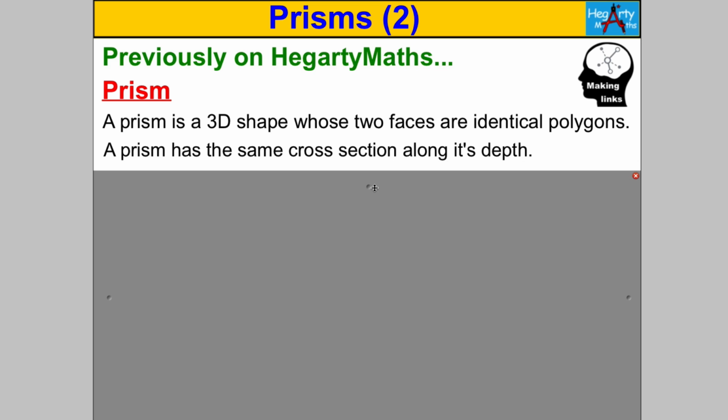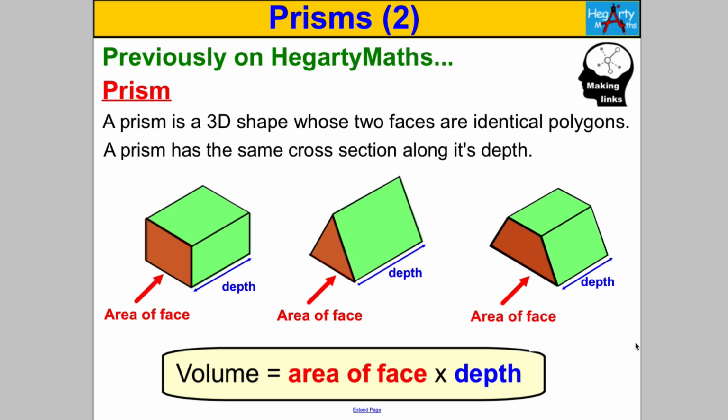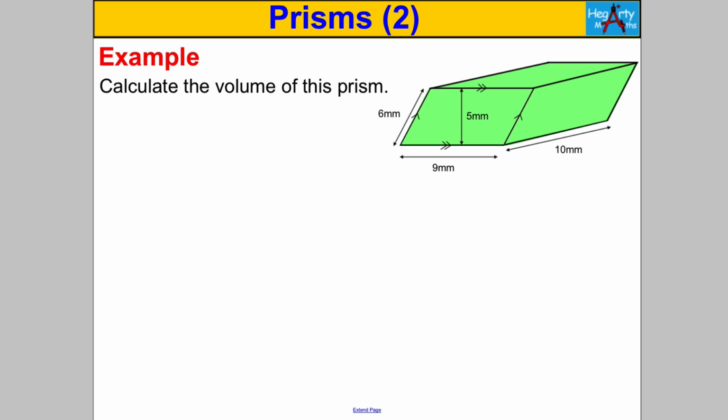Well, a prism was a three-dimensional shape whose two end faces were identical polygons. It had the same cross-section along its depth. Here are some examples, and to work out the volume, hopefully you'll remember, you just simply work out the area of the front face and multiply it by the depth of the shape. That's what we're going to do throughout this video with various different cases of prisms. Here's the first one. Pause the video and have a go.